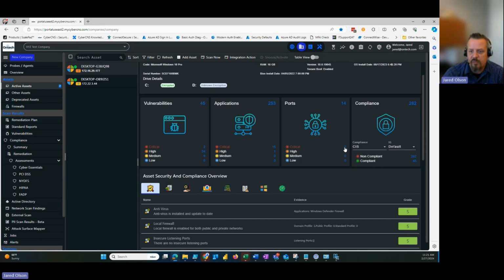Also talks about what ports might be open on the endpoint. This is probably more critical in servers than it is in desktops and laptops, but needless to say, it breaks the port security down as well.